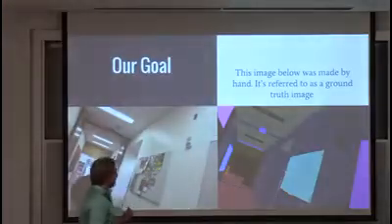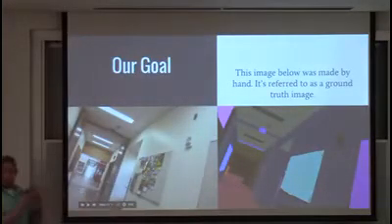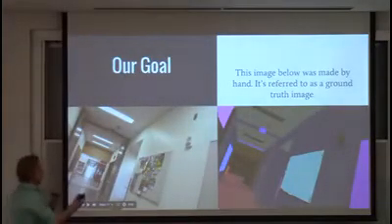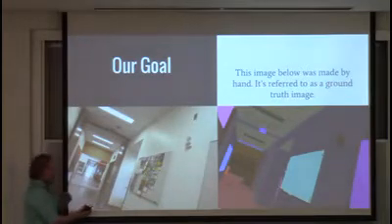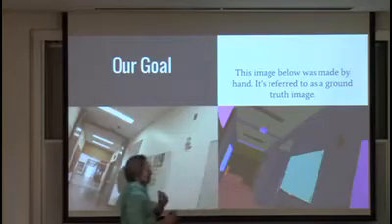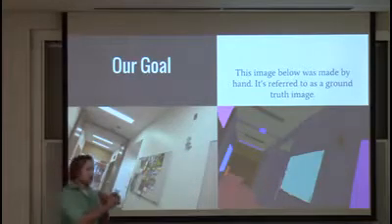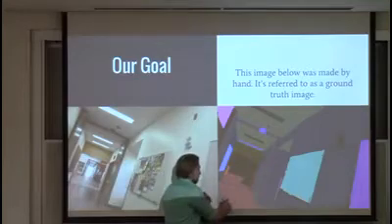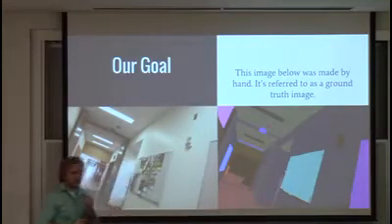So here's a pictorial representation of what we're trying to do. Here is an original image taken of Regent's Hall, and here is what we call the ground truth image. We're hoping that we can generate something similar to this. This one was done by hand, not by a machine learning algorithm.